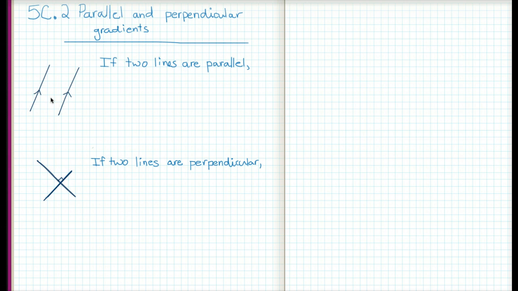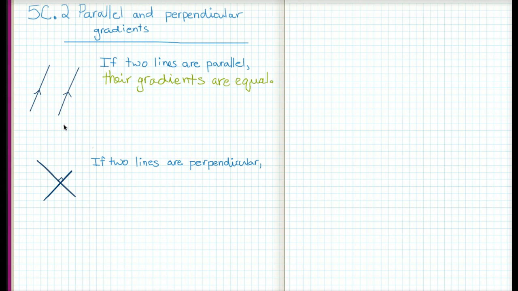I think it makes sense. You'll understand if I say the gradients of two parallel lines have to be exactly the same, because the steepness of this line is going to be the same as the steepness of this line. If I take parallel lines and put them on top of each other, they're going to follow the exact same path. So we can write, if two lines are parallel, their gradients are equal. Okay, that's writing it in words.